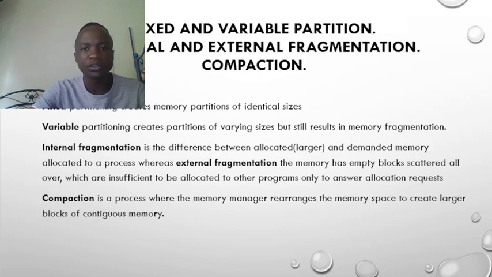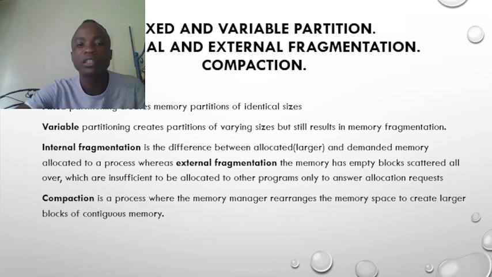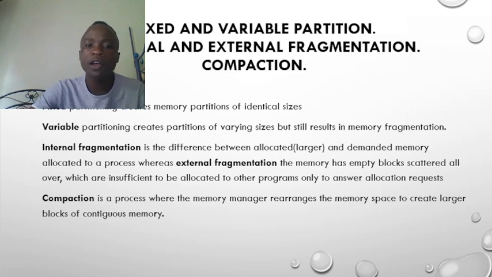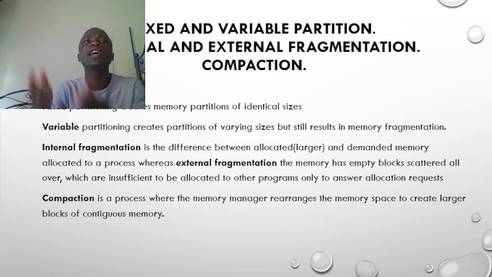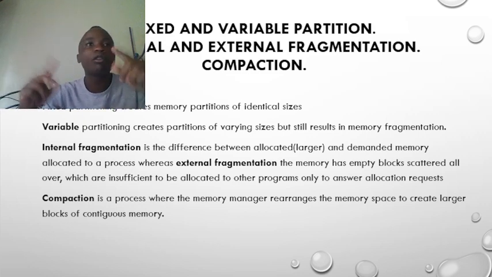Fixed and variable partition, internal and external fragmentation, compaction. We have this line, fixed and variable partition. This has been integrated into one, and internal and external fragmentation also has been integrated into one. Fixed partition creates partitions or creates memory in identical sizes. You may find, for example, a store where you keep your items.